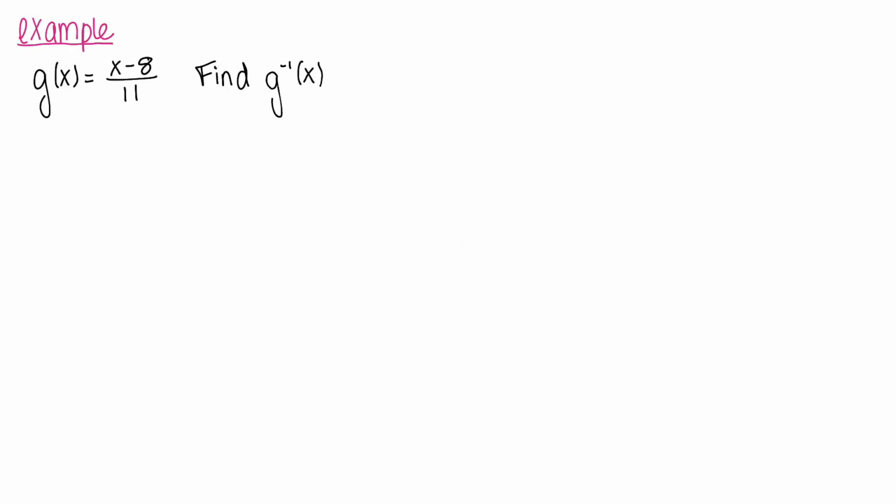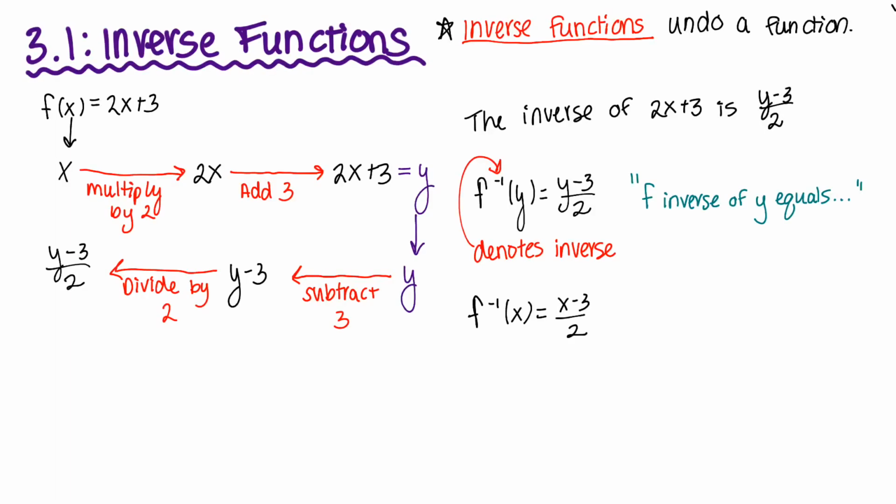So we've talked about determining whether two functions are inverses of each other, but we haven't talked about how to actually find an inverse function. So let's talk about it. Here we have g of x is equal to x minus 8 over 11, and we're going to find g inverse of x.